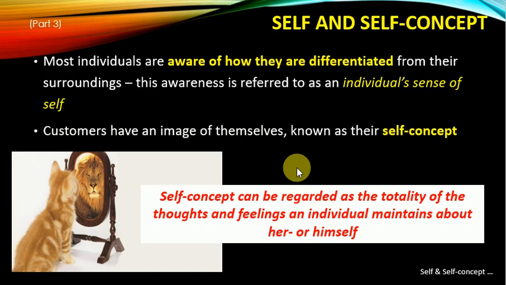Every single individual, and therefore every customer, has an image of themselves, and that is what we refer to as the self-concept. The image in the bottom left corner is self-explanatory. The cat looking into a mirror doesn't see a cat as a reflection. He sees himself as the king of the jungle.